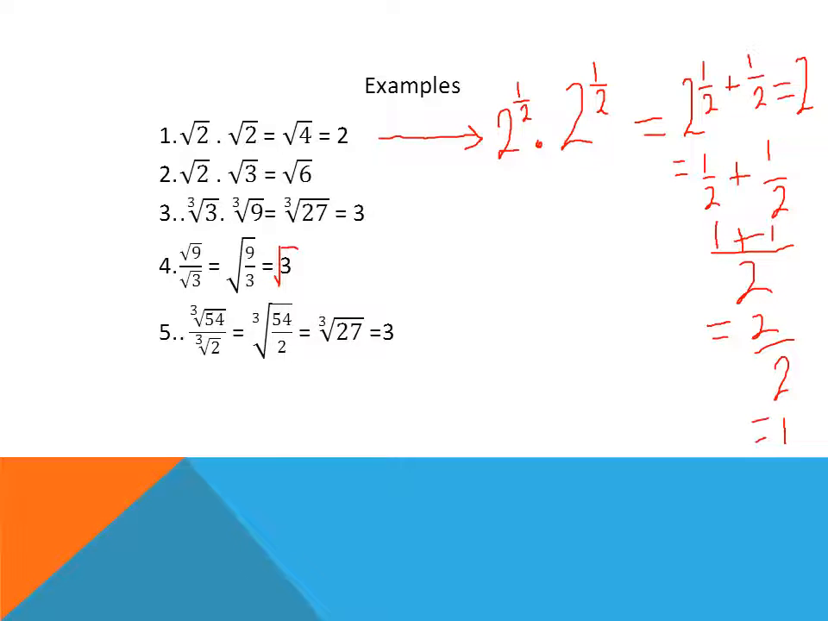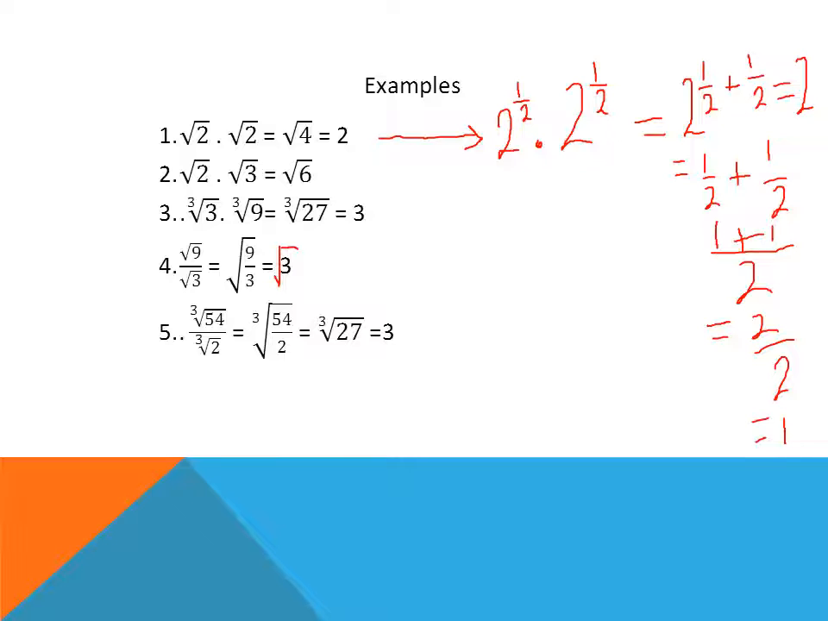Let's go to the second example. We also multiply the radicands, that is 2 and 3. So we are going to have the square root of 6. Here we are also going to multiply the cube root of 3 and the cube root of 9. So with the multiplication law, we multiply the radicands, that is 3 and 9. We are going to have 27, and the cube root of 27 is 3.